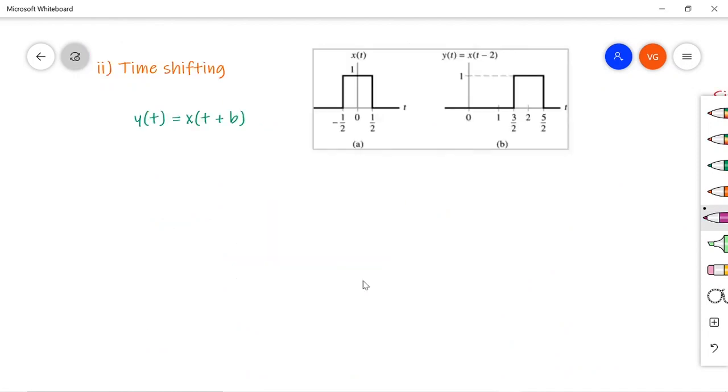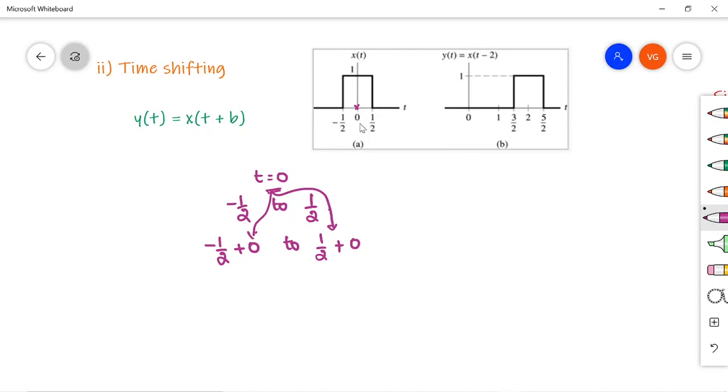Let us see the second property here, time shifting. If the base signal is x of t and on the time scale you are shifting the same signal either to the left or right, that type of operation we call time shifting. So let us consider one example here. This x of t is centered at t equal to 0, extending from -1/2 to 1/2. That means on both sides it extends from -1/2 plus 0 to 1/2 plus 0. That is, this t equal to 0 I am talking about.